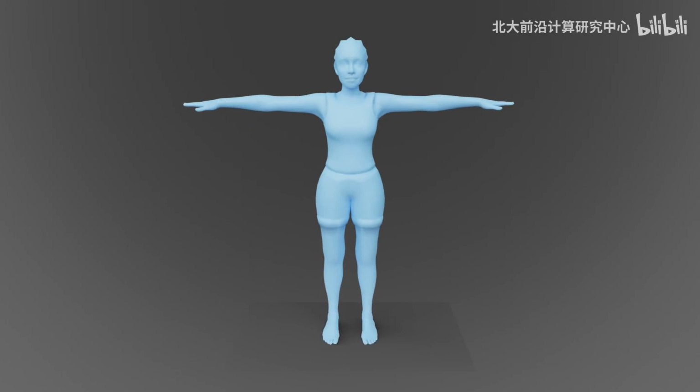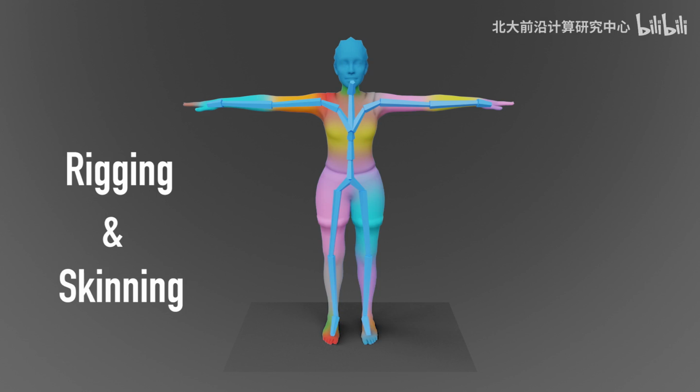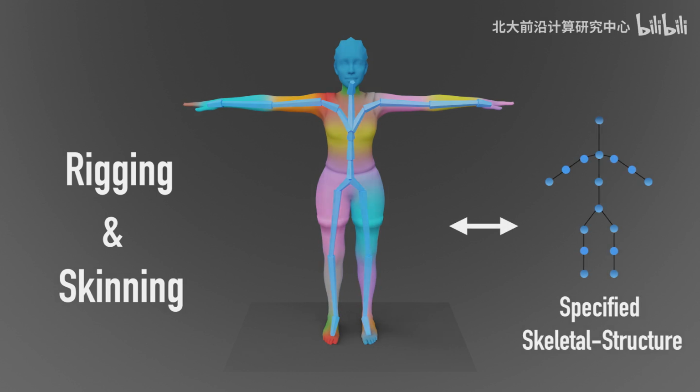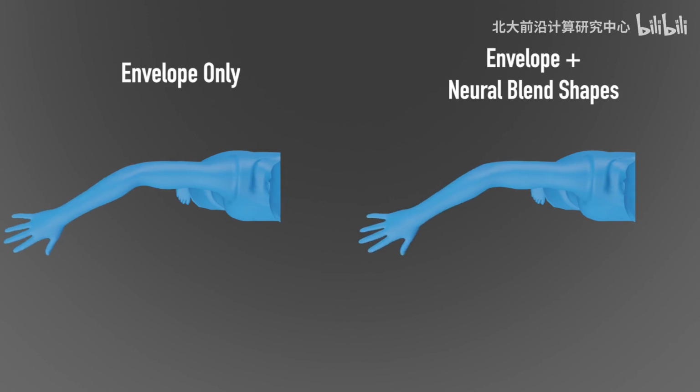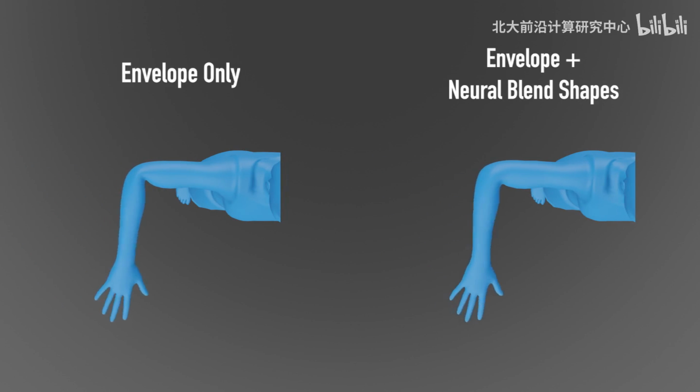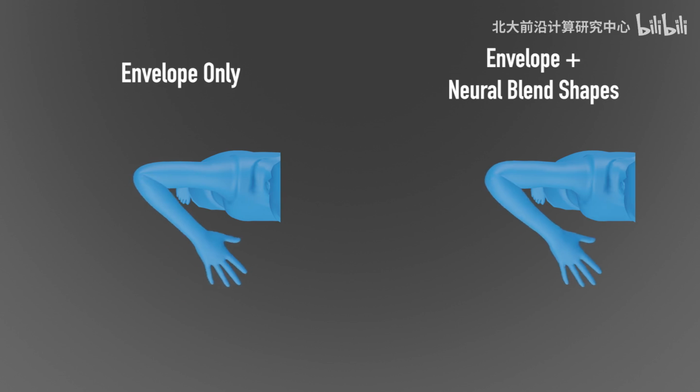Our method can rig and skin new characters with a specified skeletal structure, and generate neural blend shapes, a set of residual and pose-dependent displacements. The blend shapes refinement results in high-quality deformations, which are especially important in the joint regions.